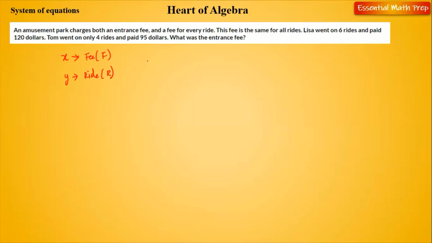Lisa went on, you don't enter the park 10, 15 times, right? You enter the park only once. So the entrance fee is only 1. So X corresponds to the fee. So X plus, right?